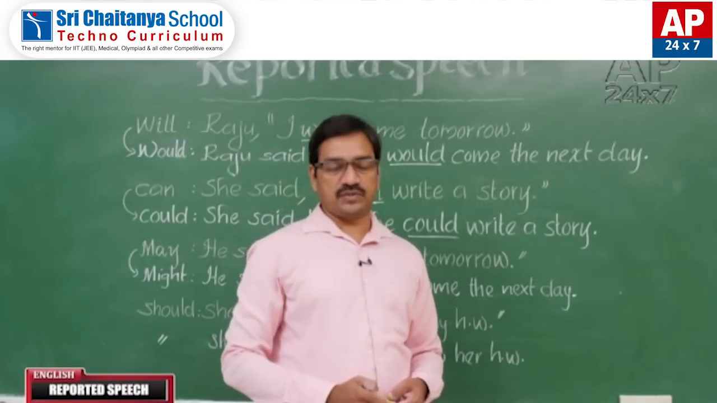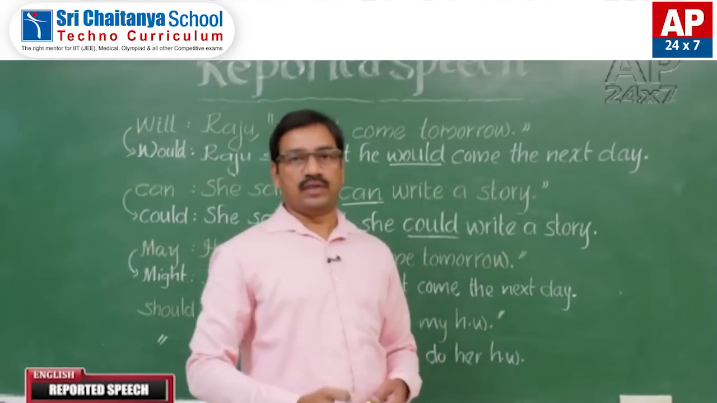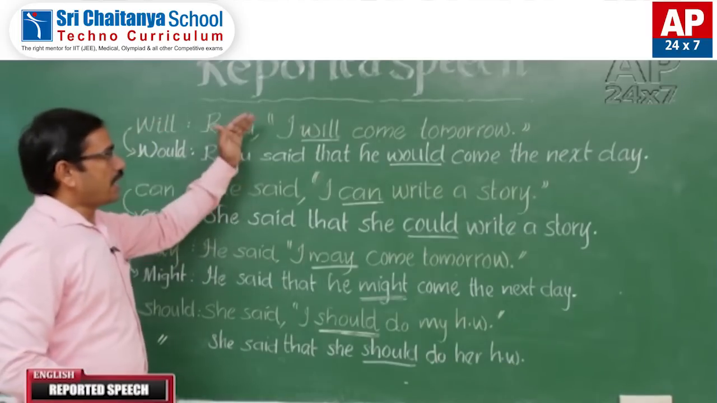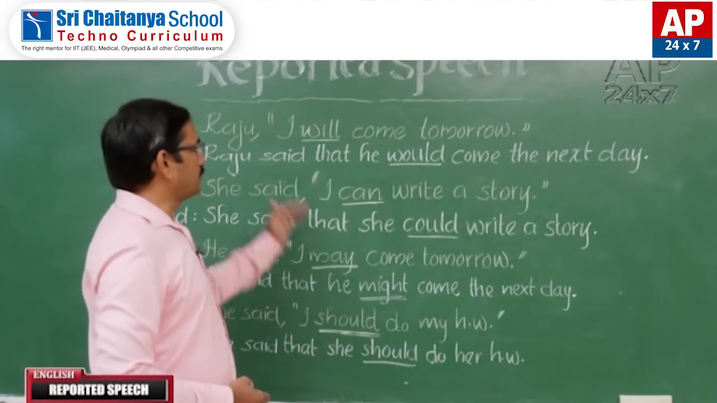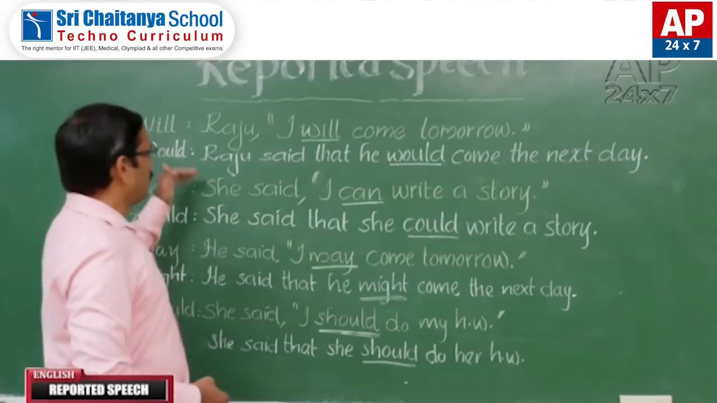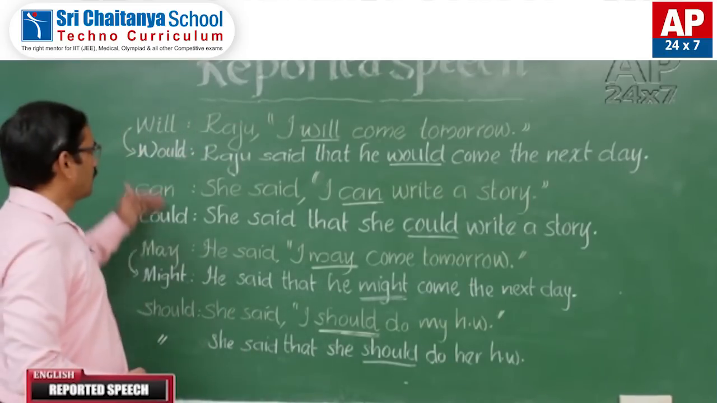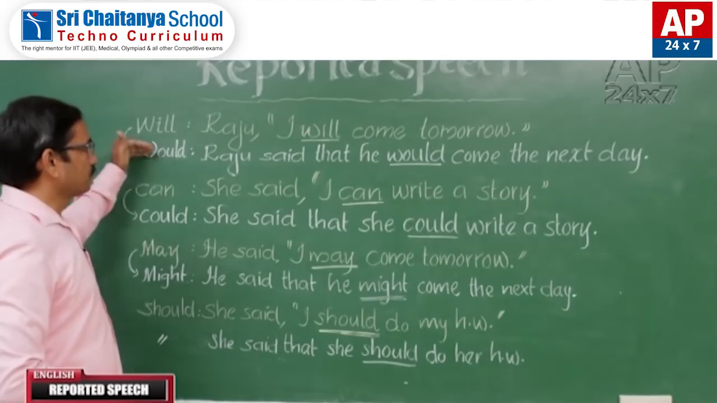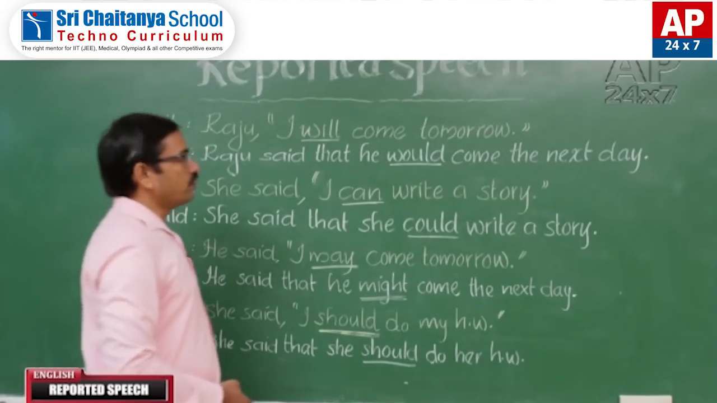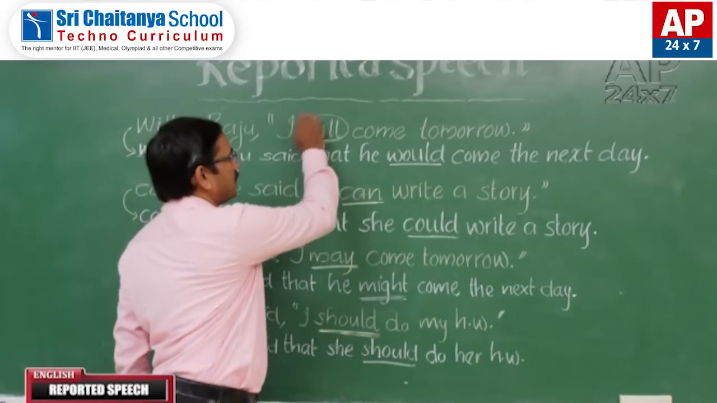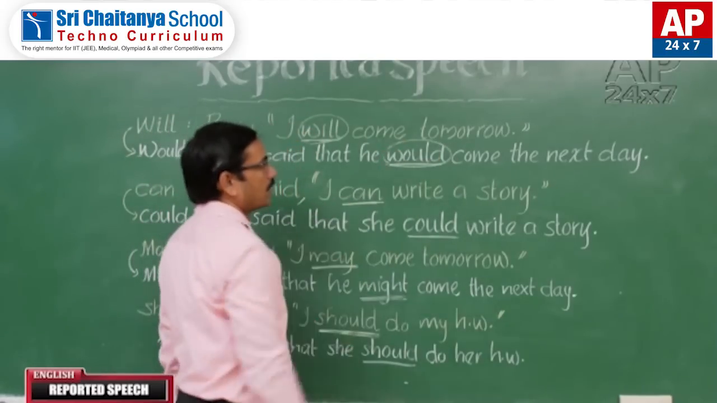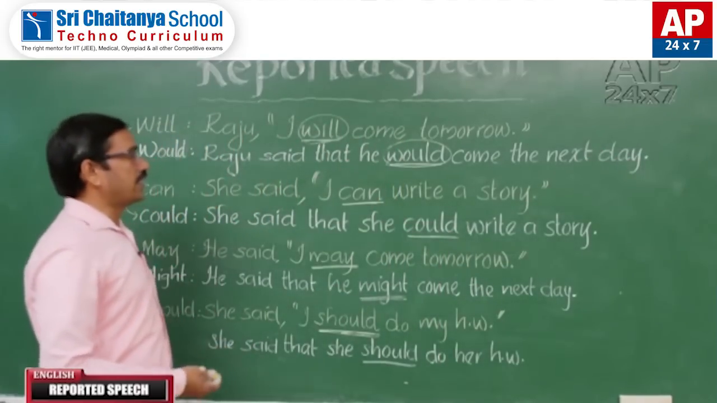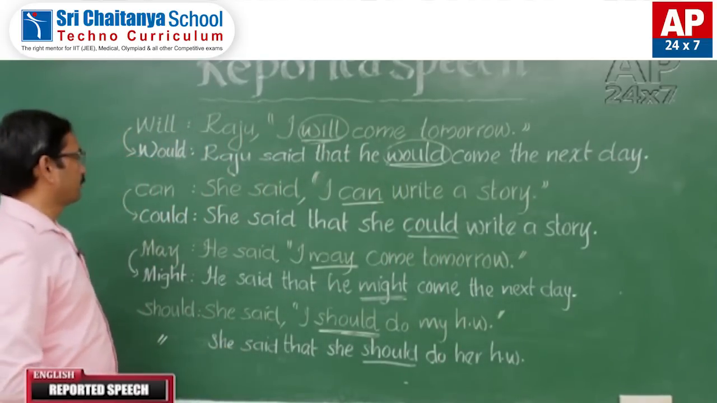Changing the direct speech written in future tenses, how do we change into indirect speech? The will form. Raju says, I will come tomorrow. Here we have a will form, that is a future tense. The future will becomes would in the indirect speech. Raju said that he would come the next day. So, will is changed into would. Tomorrow, obviously, becomes the next day.